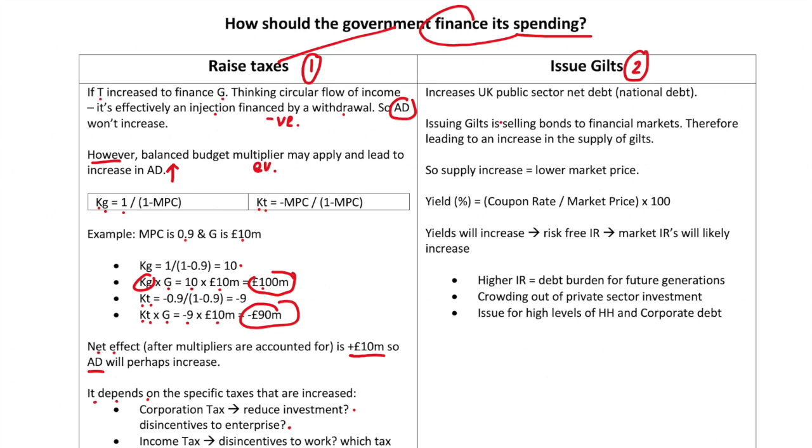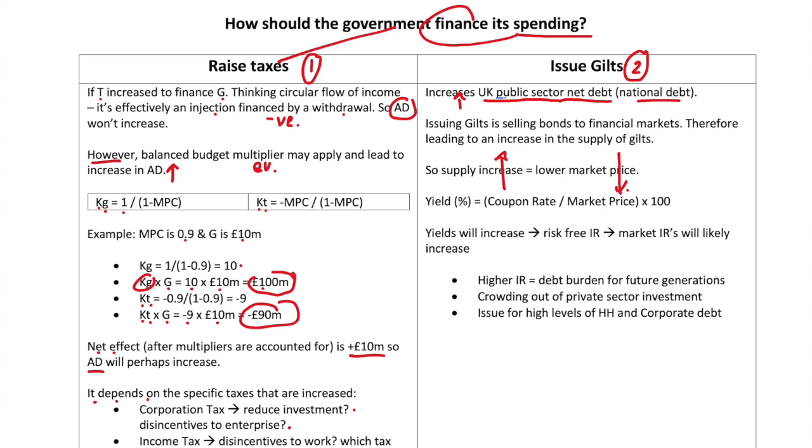If you issue gilts, clearly that's just debt. In this case, it's going to increase your UK public sector net debt, which is just your national debt. Issuing gilts is effectively selling bonds to the financial markets, like insurance firms and pension funds, very likely. The key thing is, if you're selling bonds to the financial markets, that's an increase in supply of gilts. And an increase in supply of something is going to lead to a lower price.